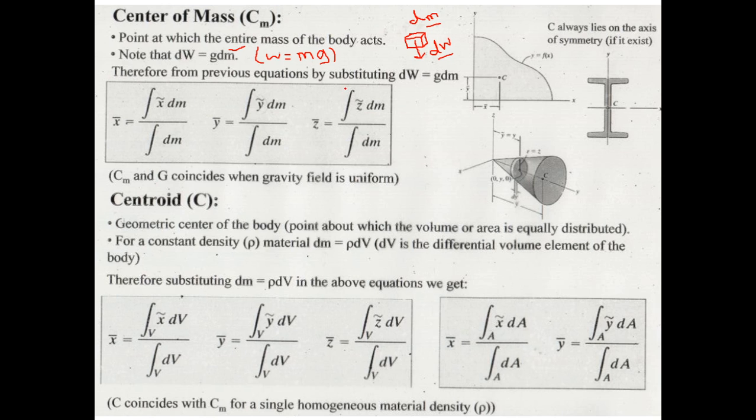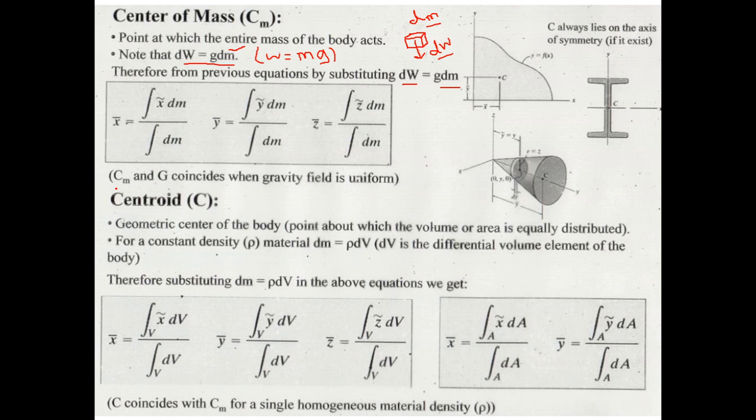Therefore, in the previous equations, if you substitute g dm in place of dw, you simply transform the equations for center of gravity into the formulations for center of mass. Knowing that g is a constant, it cancels out from the numerator and the denominator, leaving behind these expressions. Nothing has changed, just dw has been converted to dm using this equation, and these equations represent the coordinates of the center of mass of your body.